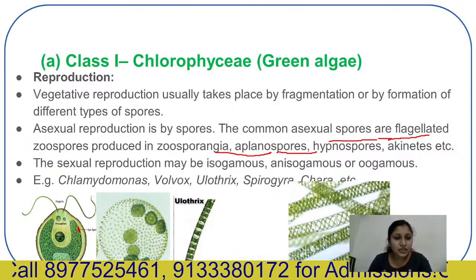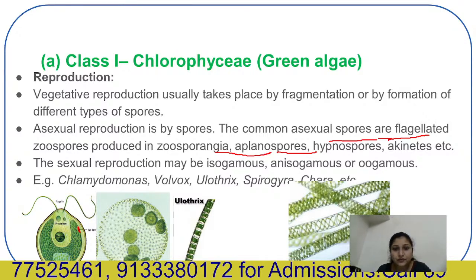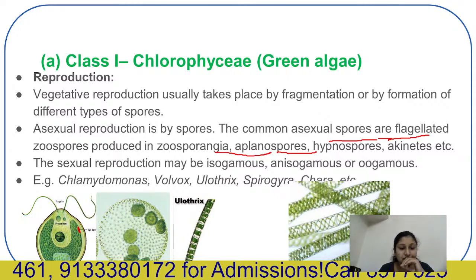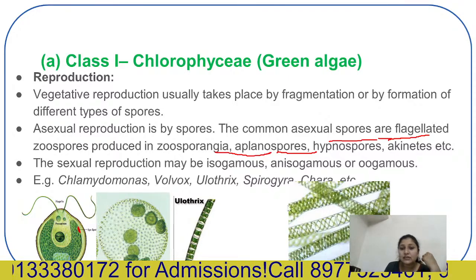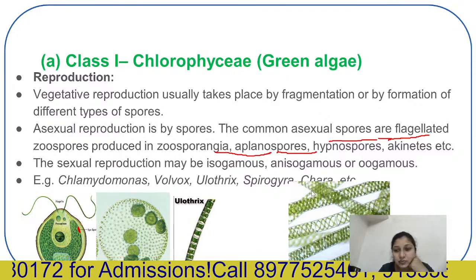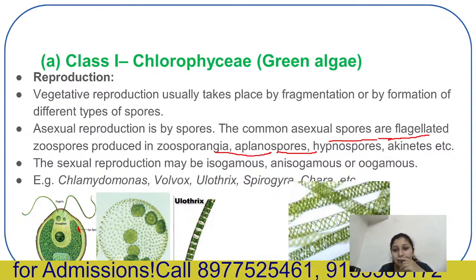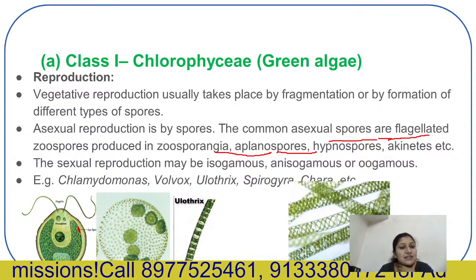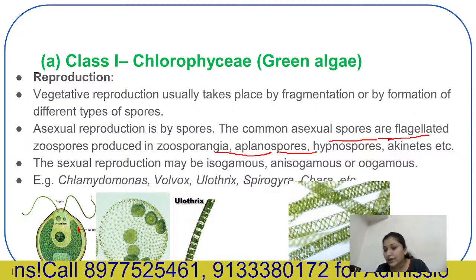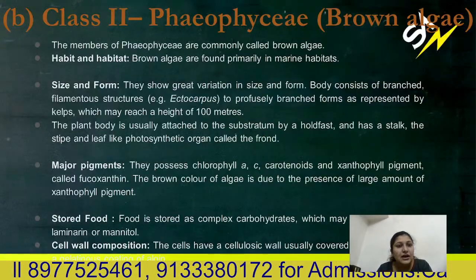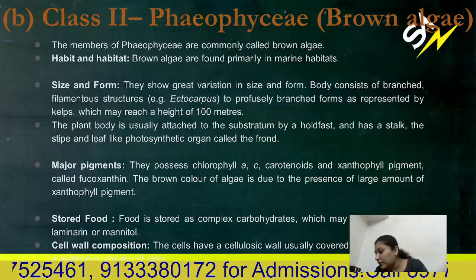Next, reproduction we have discussed. It can be asexual, by flagellated spores, zoospores, or by non-flagellated spores: aplanospores, hypnospores and akinetes. And sexual reproduction can be isogamous and oogamous. And then about Phaeophyceae or brown algae.